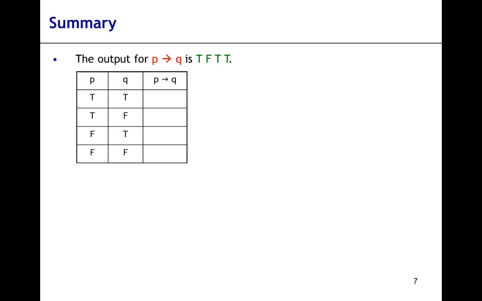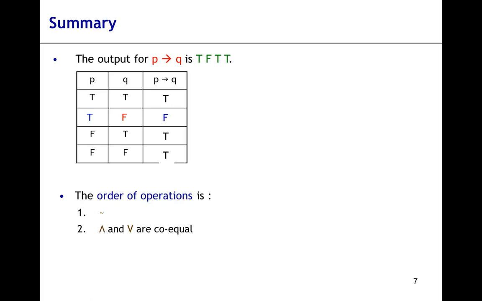In summary, it is helpful to remember that the output for P implies Q is T, F, T, T. When constructing the truth table for P implies Q, look for the rows where the hypothesis is true and the conclusion is false. The output for those rows should be false. Then fill up the other rows with trues. When it comes to the order of operations, always do not followed by and, or before doing the conditionals. Brackets will override all other operations.